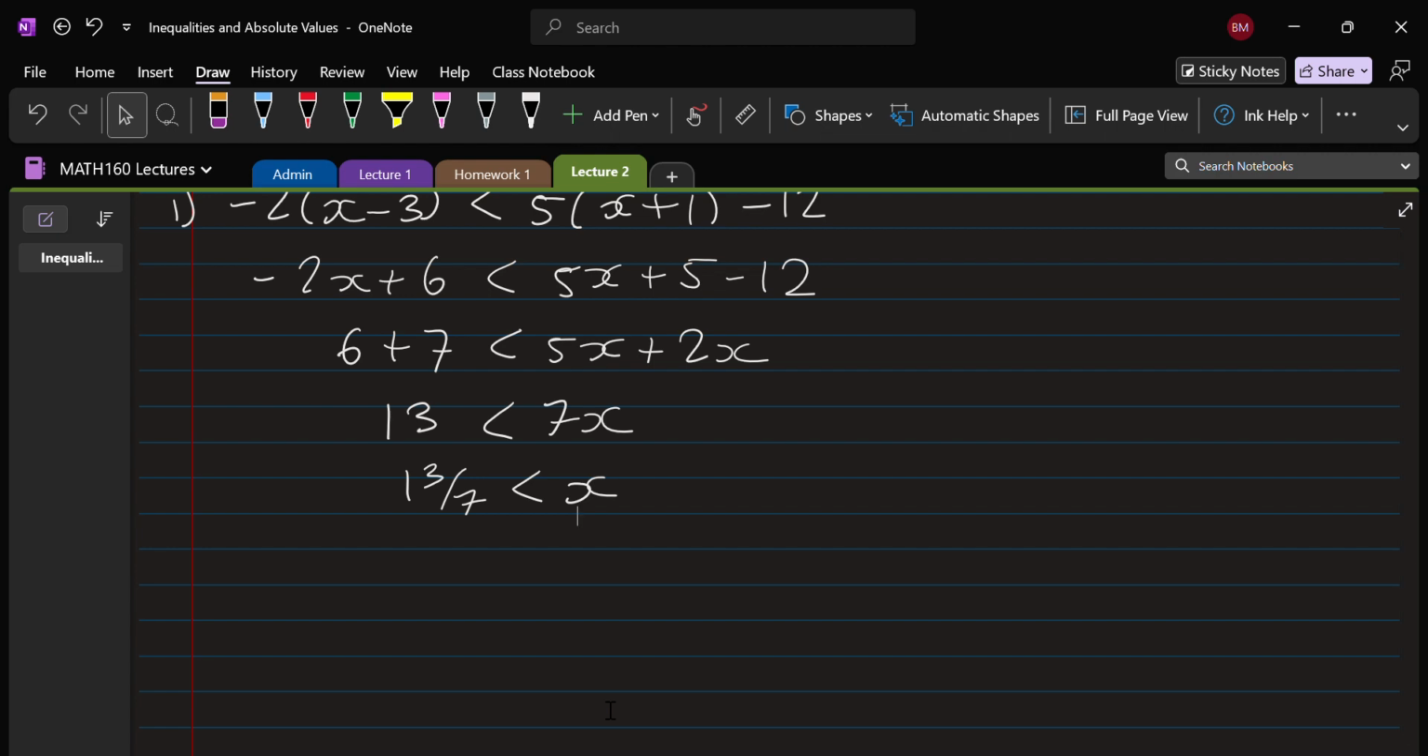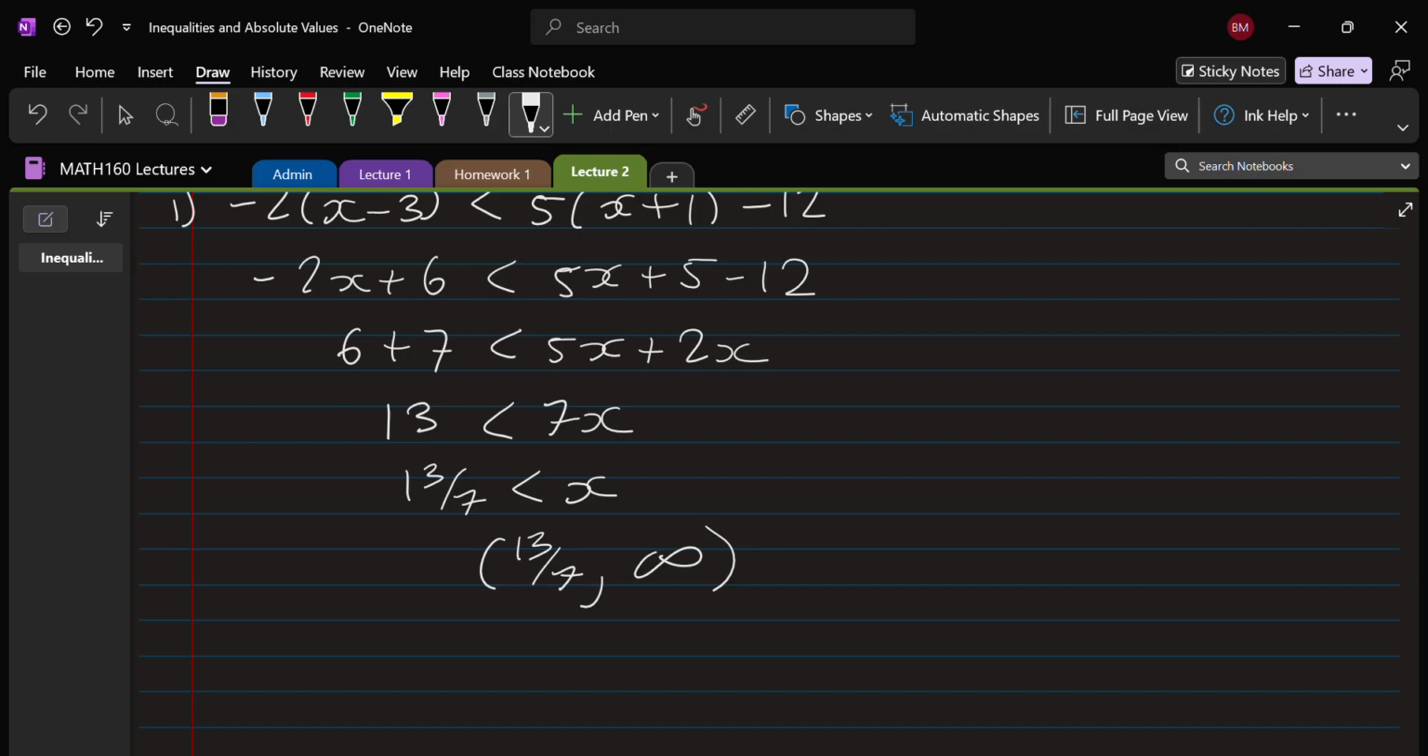This is strictly less than, so round bracket, 13 over 7, and then going up to what? Well, it doesn't say it's less than anything, so it can be all the way up to infinity. Not including infinity because that's not a number. So infinity always comes with a round bracket.